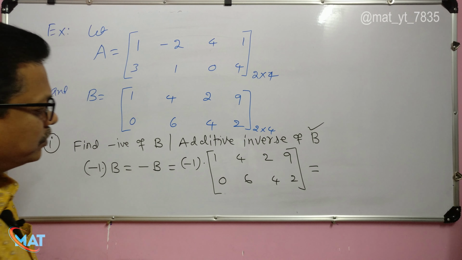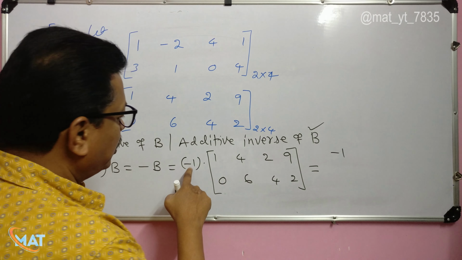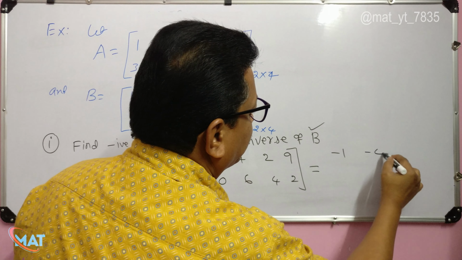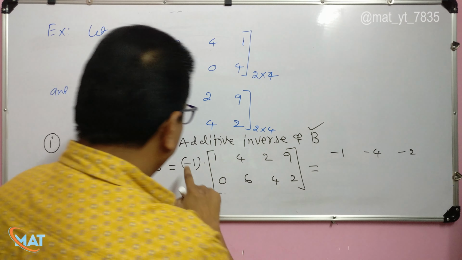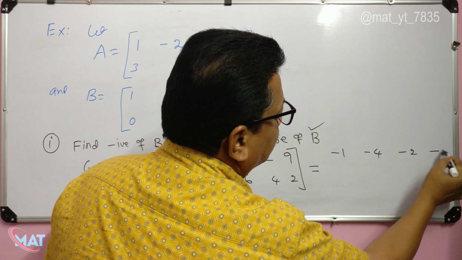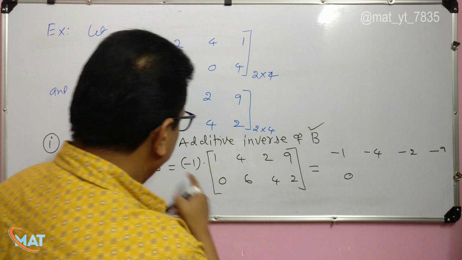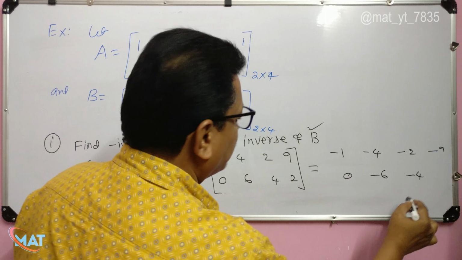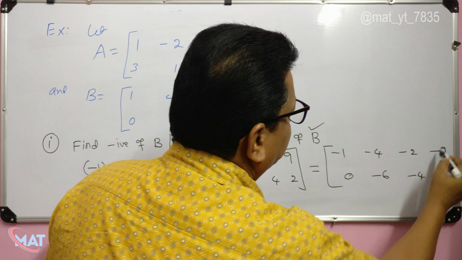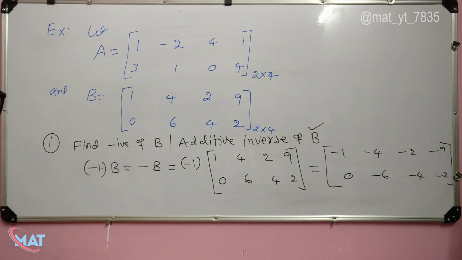Now just compute. Negative 1 into 1, negative 1. Negative 1 into 4, negative 4. Negative 1 into 2, negative 2. Negative 1 into 9, negative 9. Come to the next row. Negative 1 into 0 is 0. Then negative 6, negative 4, negative 2. This is your additive inverse of B.